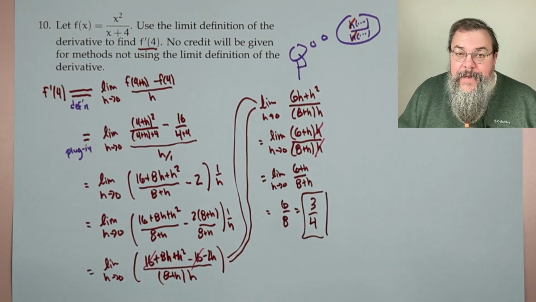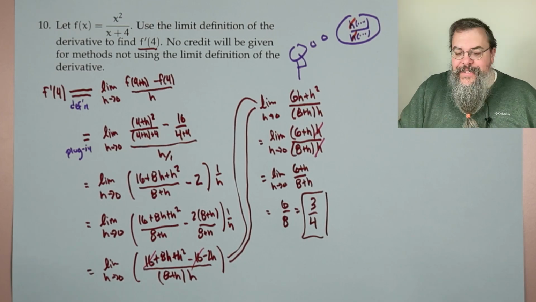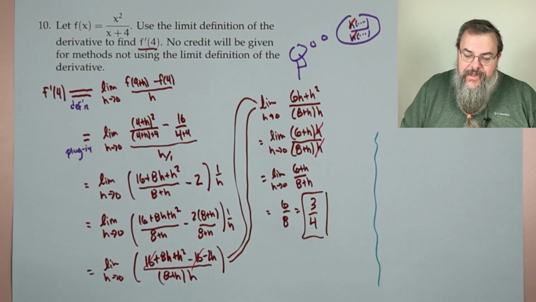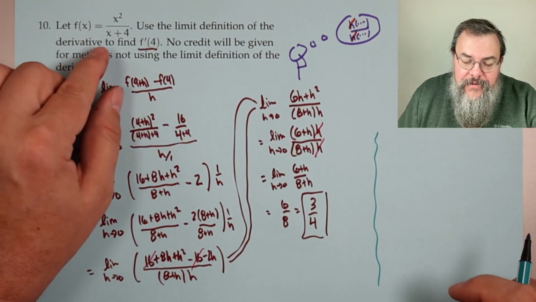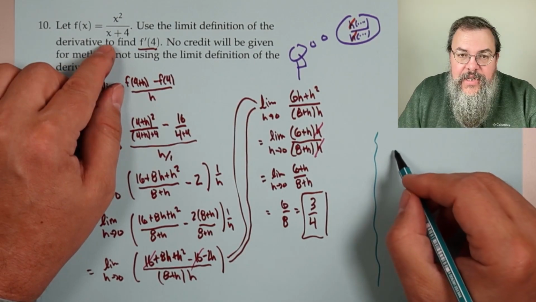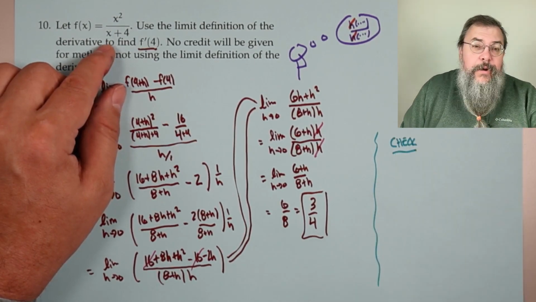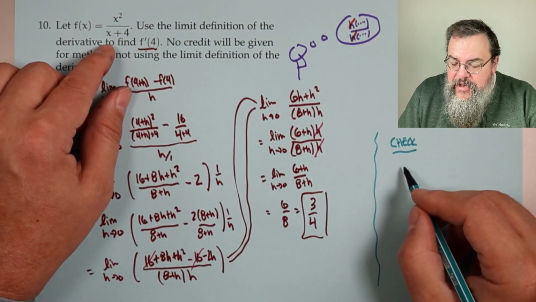That's the whole idea. Now, I will say there is a check that we can do. What does the check look like? Well, we know how to take derivatives by using the quotient rule. So let's just do a check. Now, this is not part of the problem, but I want to make sure I got the right answer.